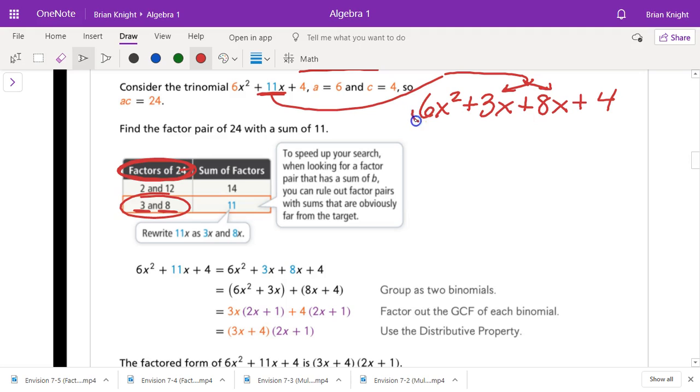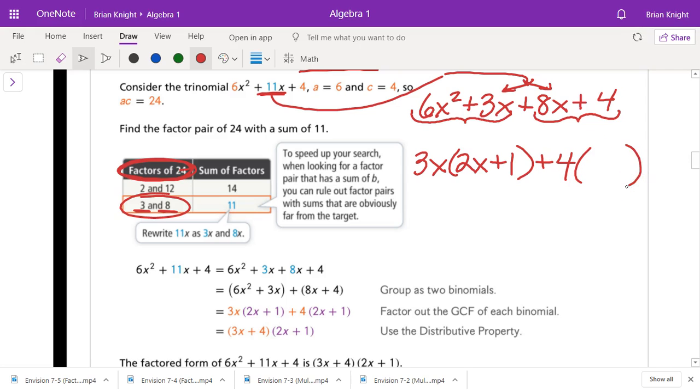Now I'm going to group them together. This is a group, and that's a group. What is the greatest common factor in this first group? 3x. And if I factored it out, what would I have left? Not 3x, but what? 2x. And then 3x divided by 3x is plus 1. The next one. What is my greatest common factor? 4. And if I took it out?